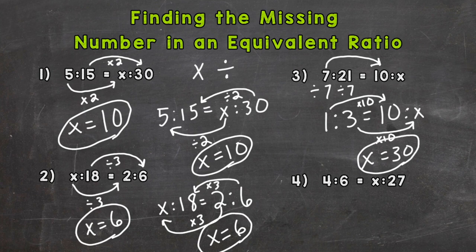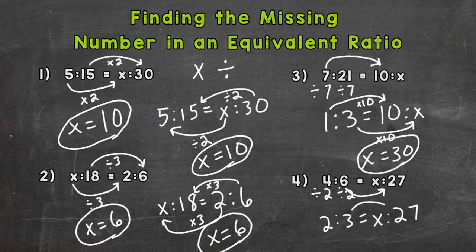Number 4. This one we have to simplify before we find what x equals here. So again, we know this because we can't multiply or divide 6 by a whole number to give us 27. So let's simplify 4 to 6. So a common factor is 2. So divide both of them by 2, and we get the simplified ratio of 2 to 3. And that equals x to 27. Again, a simplified ratio is equivalent. We're not changing the value of the problem or ratio.